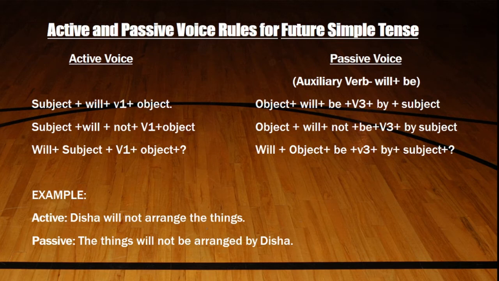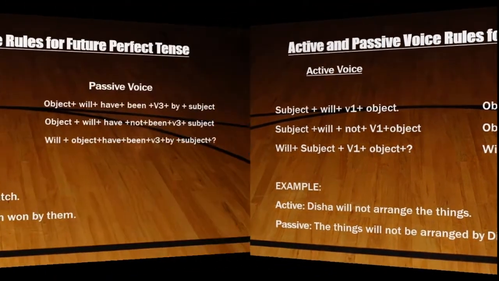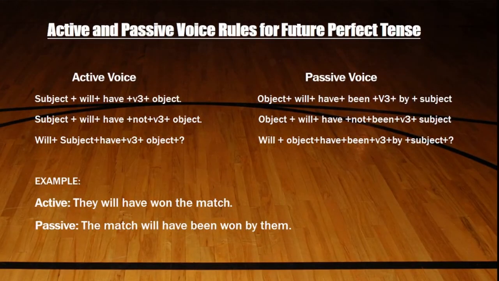Now the example would be like: Disha will not arrange the things. So here we have: the things will not be arranged by Disha. Now future perfect tense. What happens here?